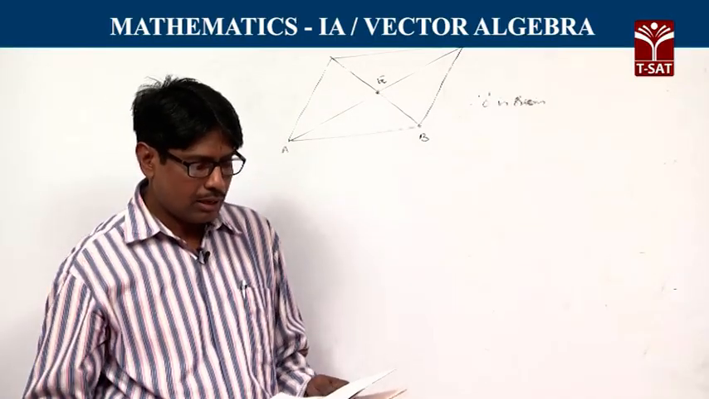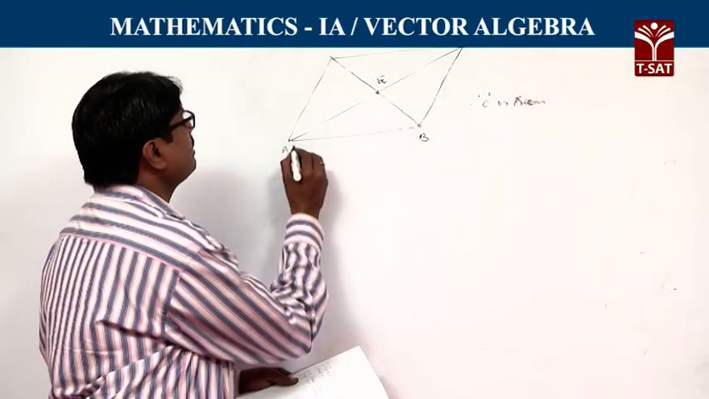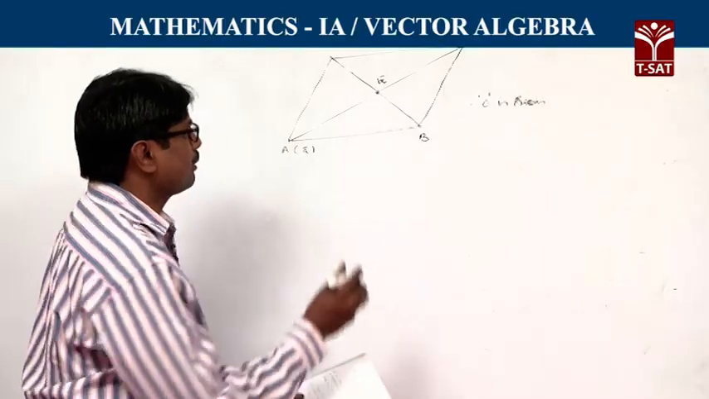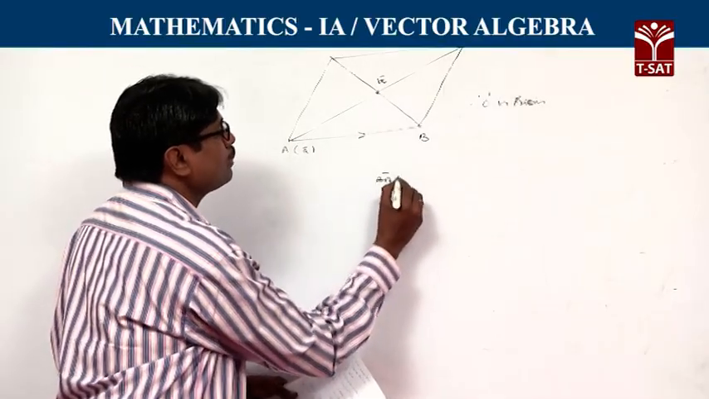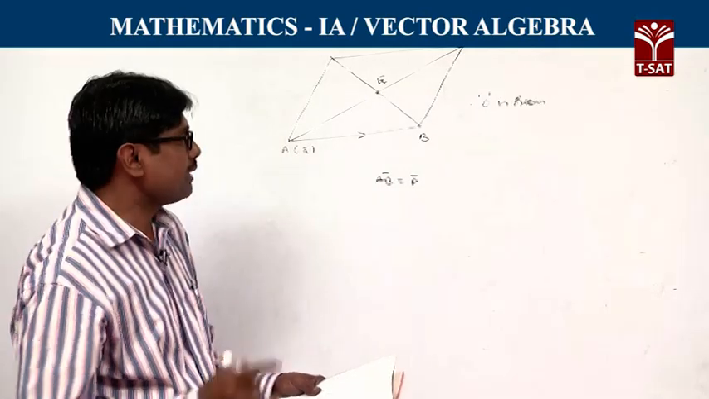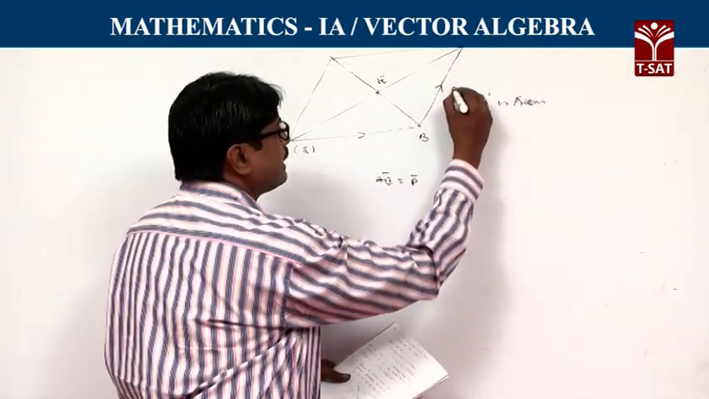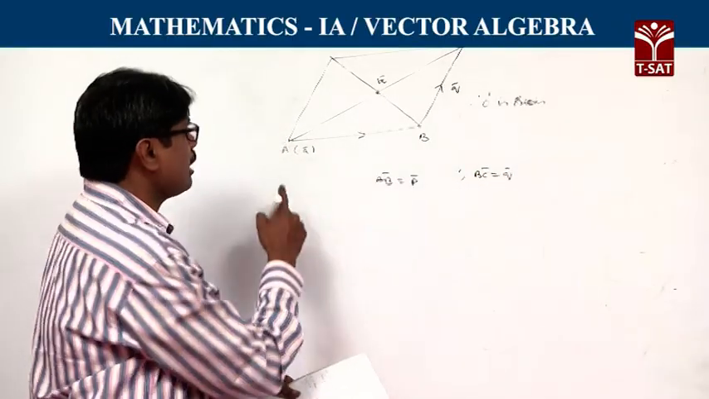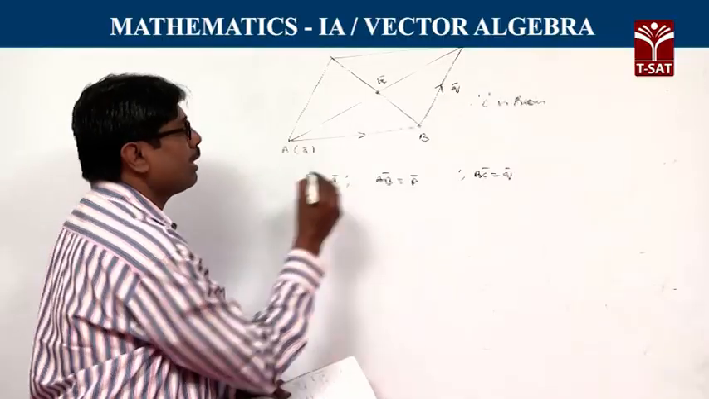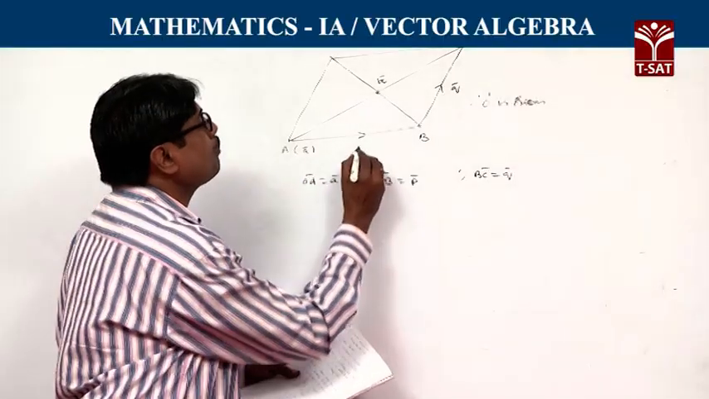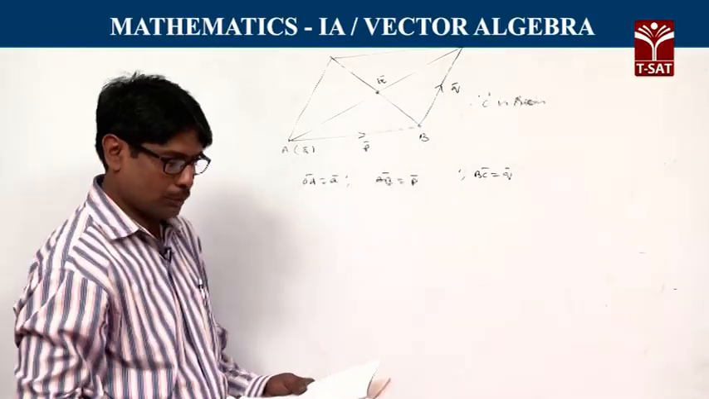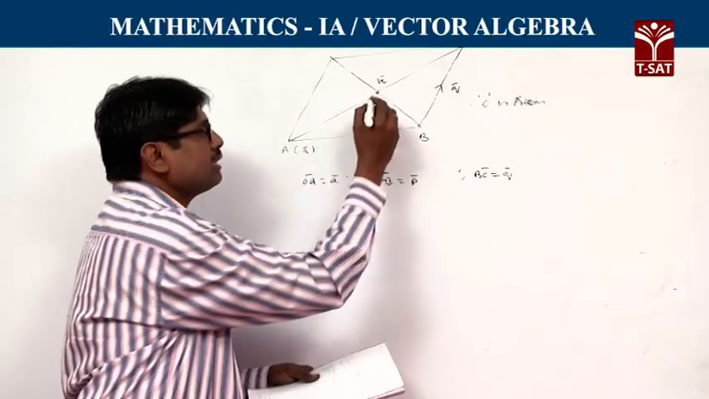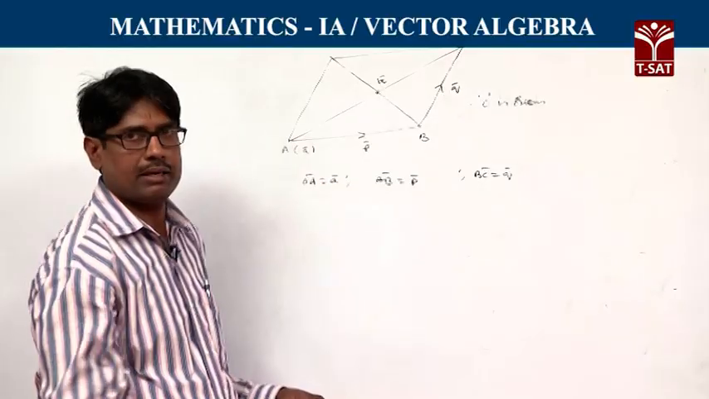If the position vector of A is A bar, that is OA bar is equal to A bar, the vector AB bar is equal to P bar, and the vector BC bar is equal to Q bar, then express the vector OE bar, the point of intersection of the diagonals, in terms of A, P, Q.